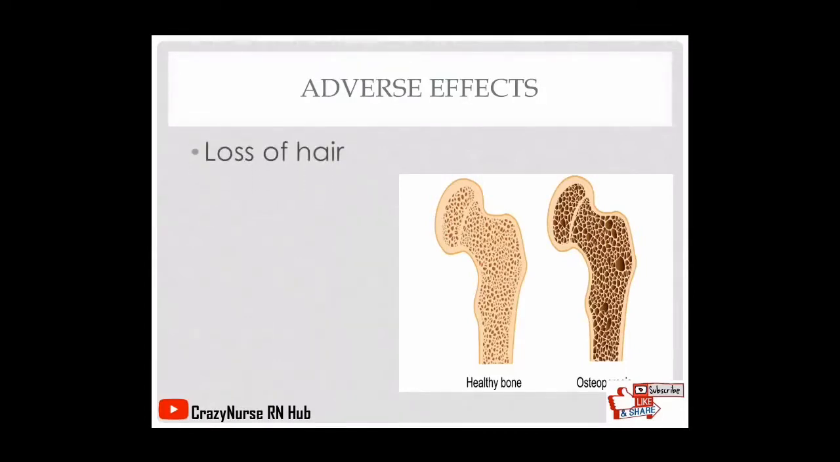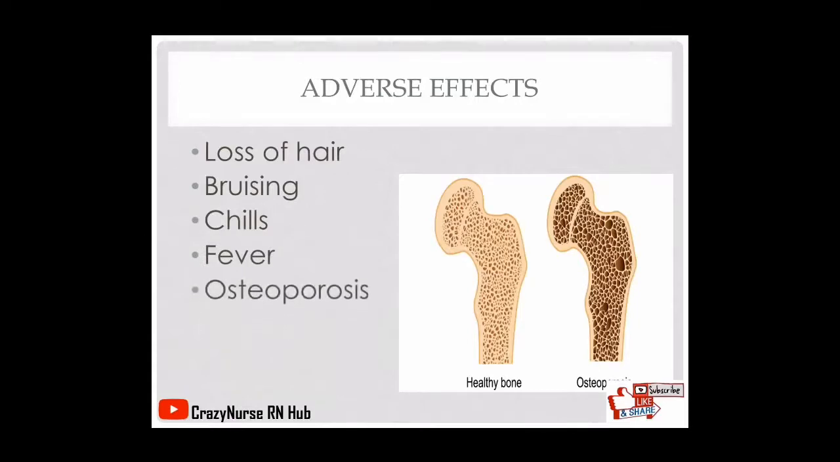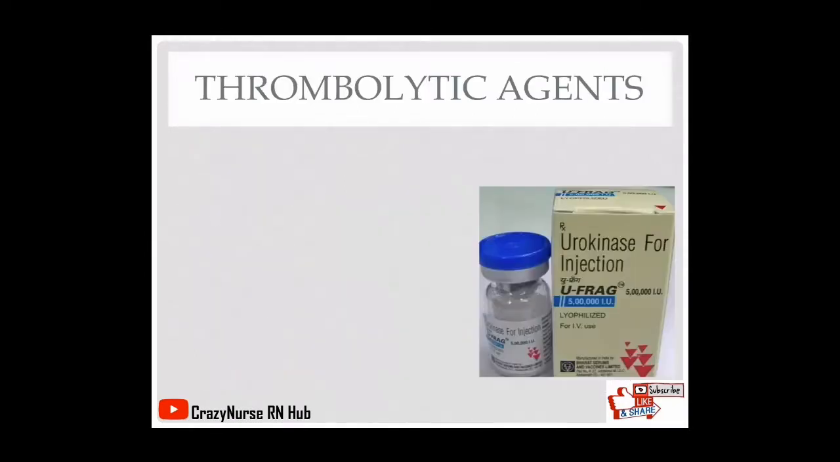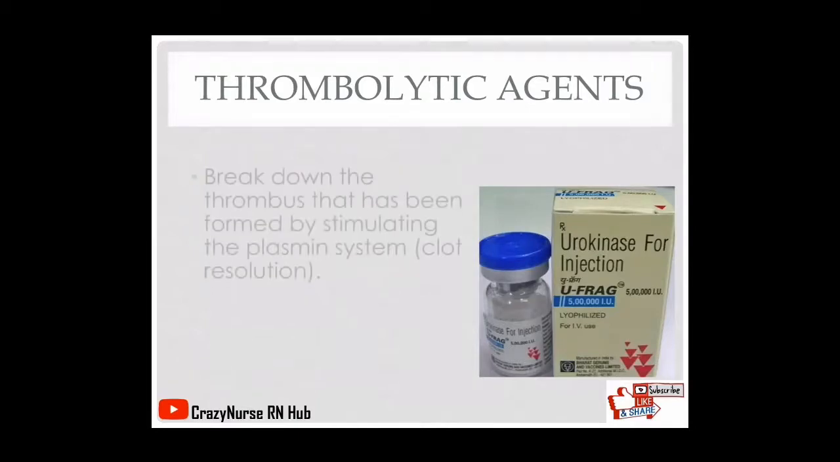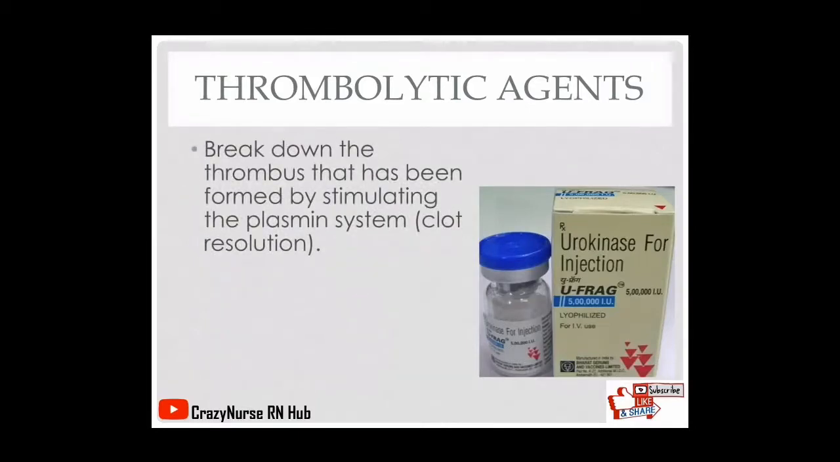Loss of hair, bruising, we also have chills, fever. The patient might develop osteoporosis and suppression of renal function. Now let's proceed to your thrombolytic agents. It breaks down the thrombus that has been formed by stimulating the plasmin system or clot resolution.